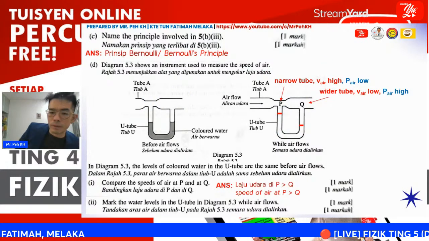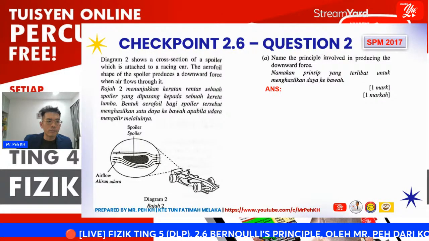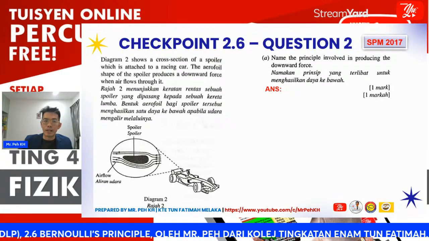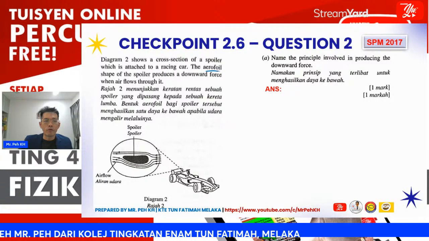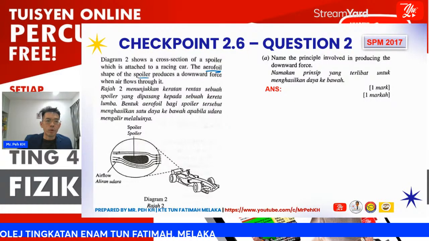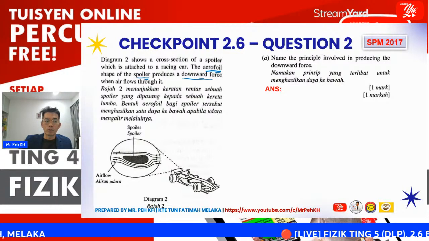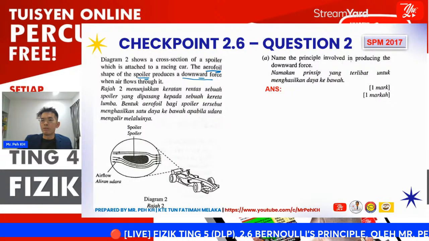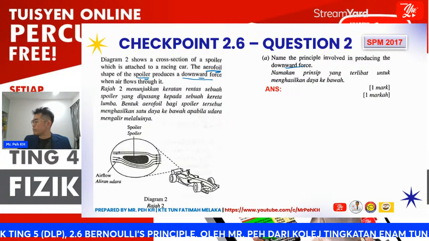Okay, so we go to our second question. Here is the past question 2017. The diagram shows a cross-sectional area of a spoiler. This is the application we learned at Learning Standard 3 just now, which is attached to the racing car. The aerofoil shape of the spoiler produces a downward force. This is actually the inverted aerofoil, just how we explained already. Name the principle involved in producing a downward force. Definitely it is Bernoulli's principle.